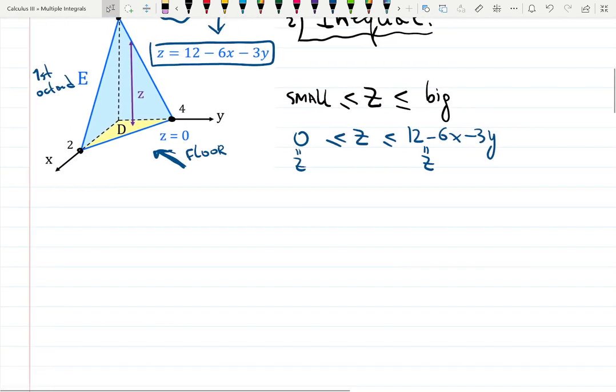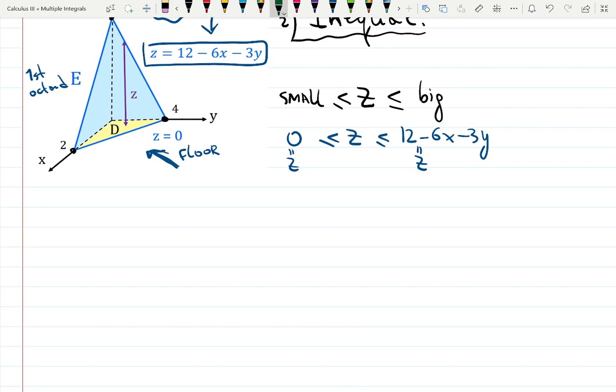We usually do it at the end, but you can slowly start building the triple integral. dz will be inside, and z is from 0 to 12 minus 6x minus 3y. That's what we just did. Now we need to do the y function. Y is also between a function and a function. To figure out y, we're now going to 2D.